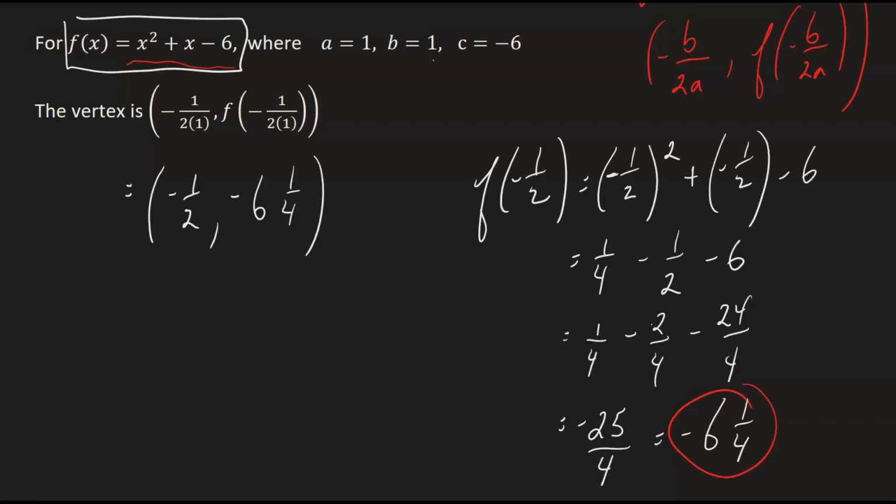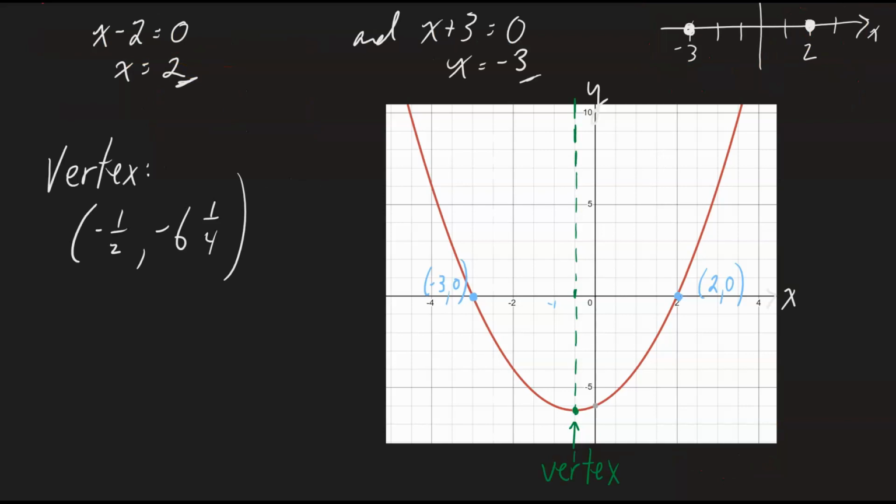Now let's graph it. Okay, so I already have a really nice graph of it, but let's just take a look at where each of these values sit on our graph. We have our roots, x equals negative 3 and x equals 2. So there and there.